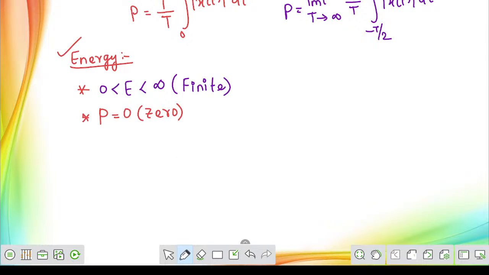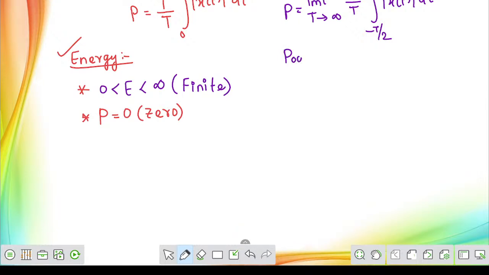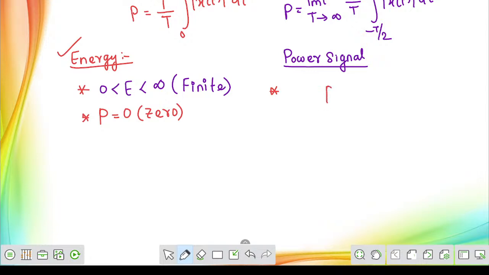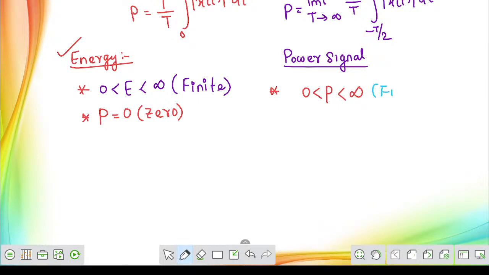Similarly, let us discuss a power signal. If your signal is a power signal, then how should I define the energy and the power of a power signal? I will tell you. When you are observing the range of the power, if the given signal is a power signal, then the value of the power must be not equal to infinity and at the same time must be not equal to 0. Rather, its value must be finite. Infinite values are not allowed for the power signal.